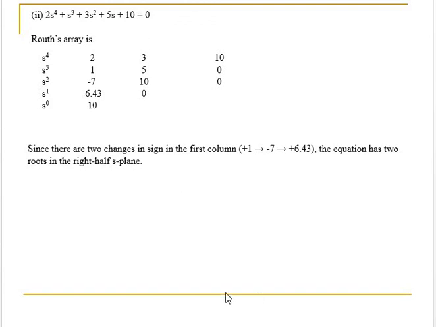And okay, for the second, it is the complete result. You see here there is a sign change, two sign changes. It is from positive to negative and into positive again. There are two changes in sign in the first column, positive into negative, and then positive again. The equation has two roots in the right half of the s plane. It means the system is unstable.